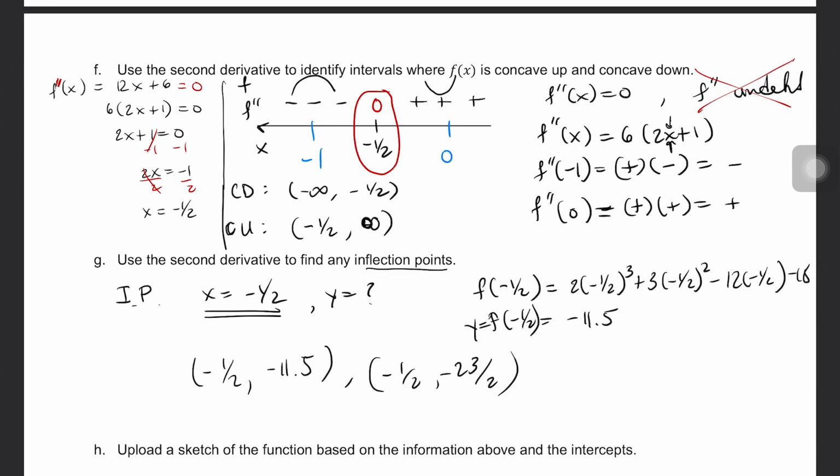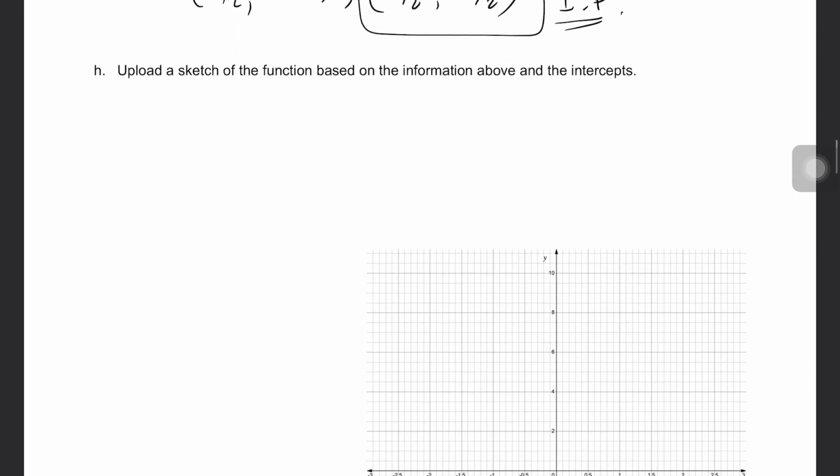So very nice. We got all that information, and one of these is the inflection point. Now what we need to do is find this, upload a sketch, or in this case, write the sketch. But we're also being asked to find some x-intercepts.